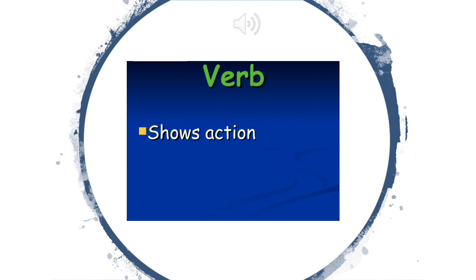A verb shows action. It's a doing word, right? And verbs that I can think of are run, jump, jog, read, speak, laugh, talk. These are all action words. I would like you to think of a few action words.